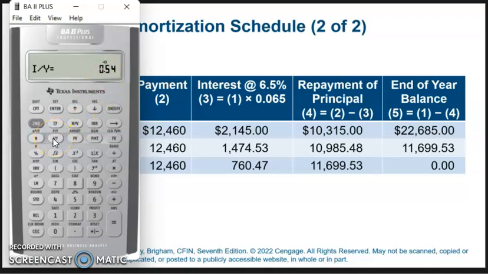So press I/Y, then compute payment. It'd be $1,011.42. So we can actually reduce our payments just slightly by making monthly payments. If we look at that, it's not a whole lot less, but slightly less. So anyway, that is the end of chapter 4.